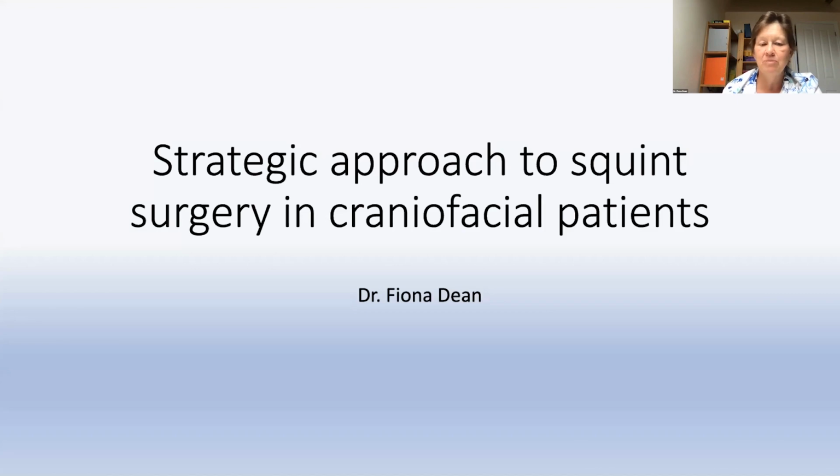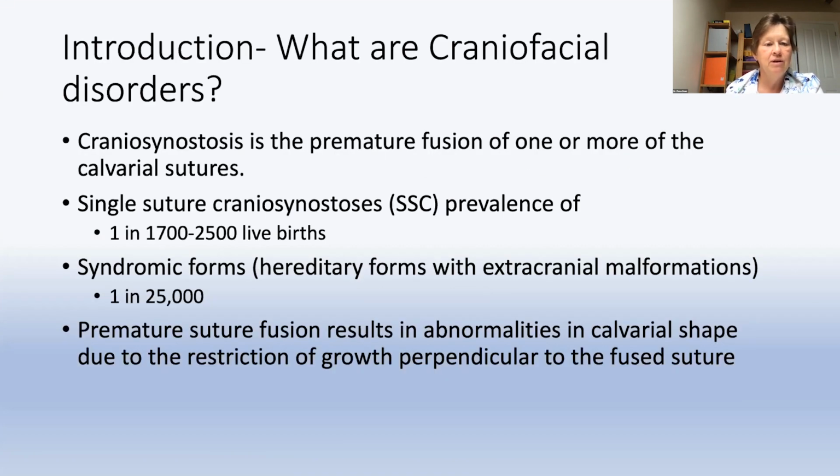So this is a strategic approach to squint surgery on craniofacial patients, whom I looked after for about 10 years or so. First of all, as an introduction, I need to tell you what the craniofacial disorders are. They're a group of patients who have a premature fusion of one or more of the calvarial sutures. And they might just be a single suture, which is about 1 in 1,700 to 2,500 live births. Or there's the syndromic forms. These are hereditary and they have extracranial malformations. And this is about 1 in 25,000 patients.